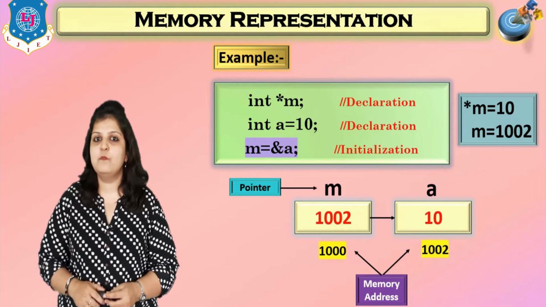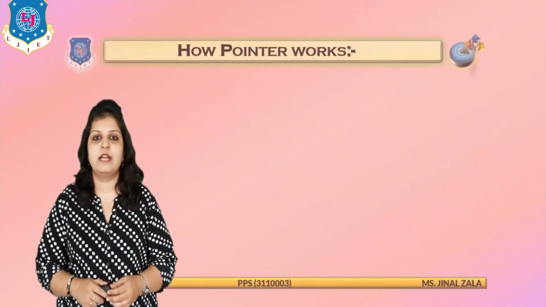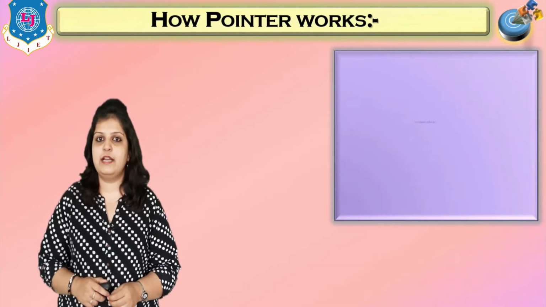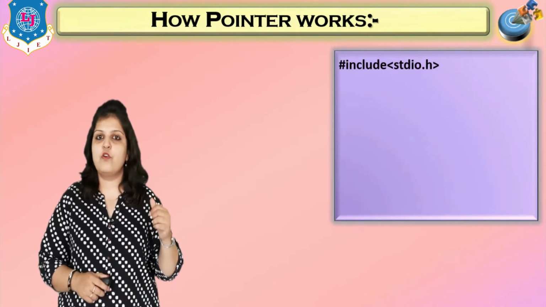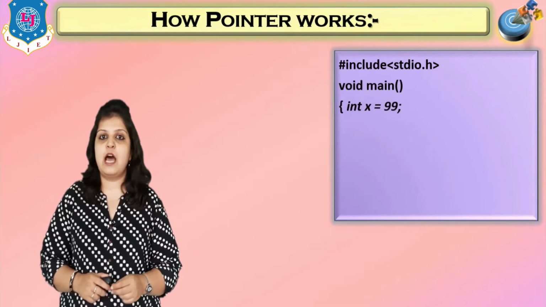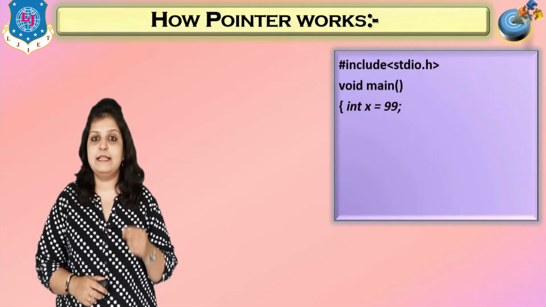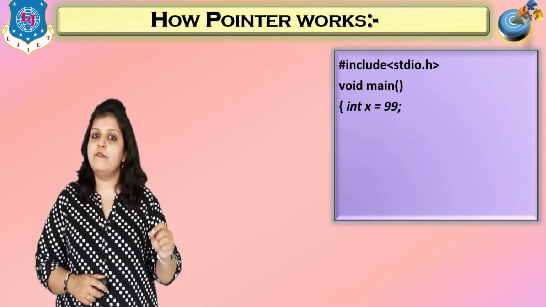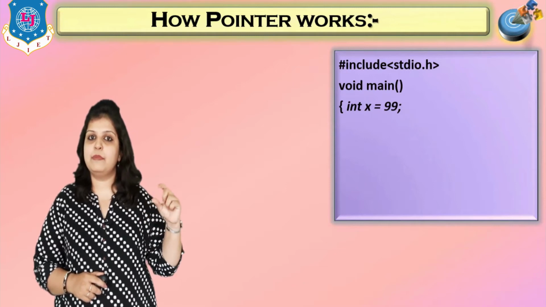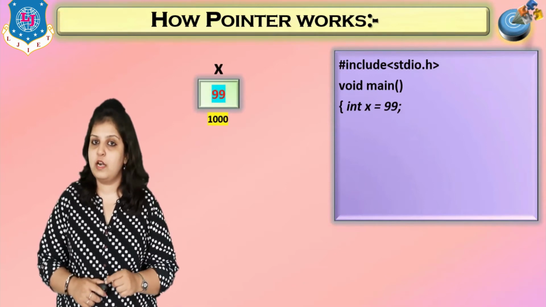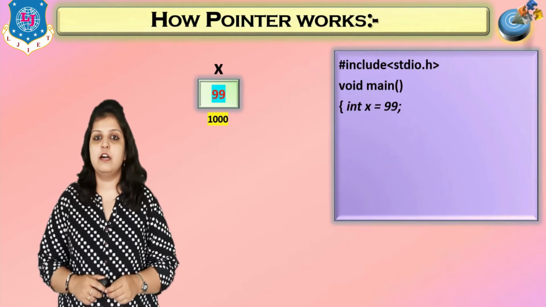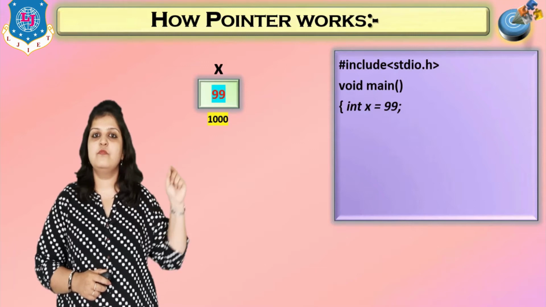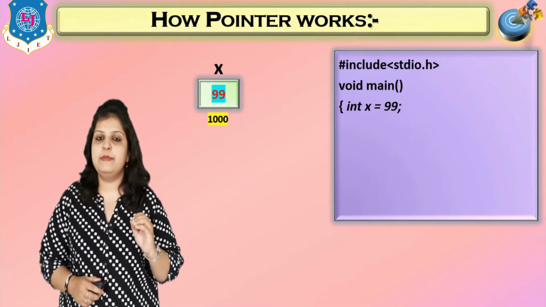Now let's see how a pointer works with a program. So first of all include the header file, that is stdio.h. Then after that write the main function. So void main, and in the main function I am declaring one variable and assigning some value, that is integer x is equal to 99. When this statement executes, one memory location will be allocated to our x variable. So here I am taking again one random memory address, that is 1000, and at this location the value 99 will be stored.